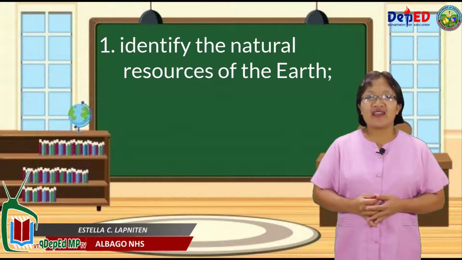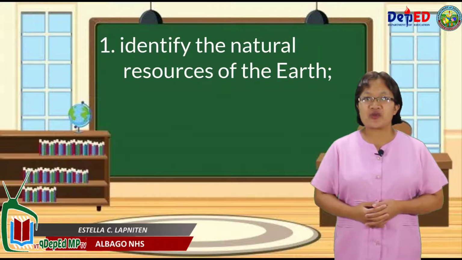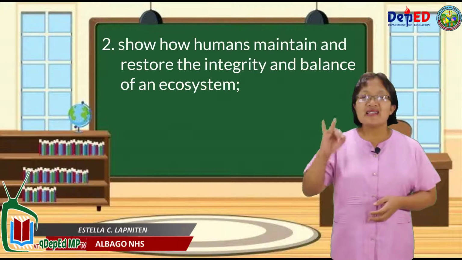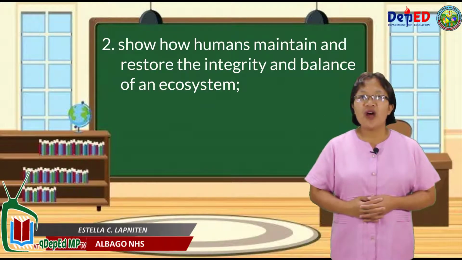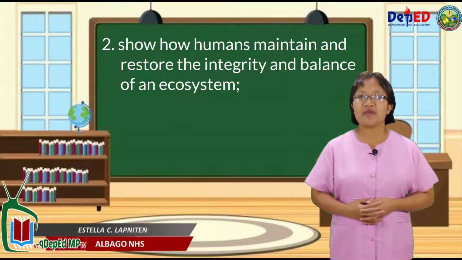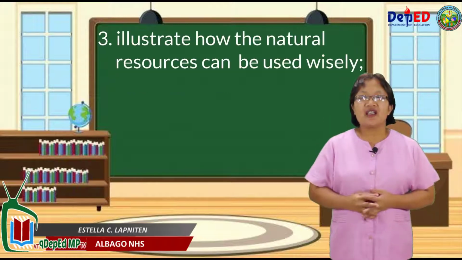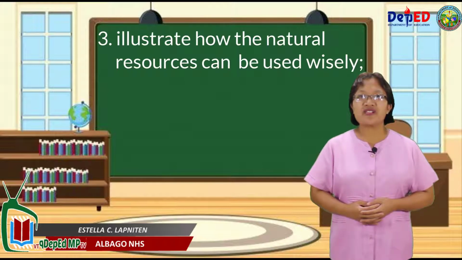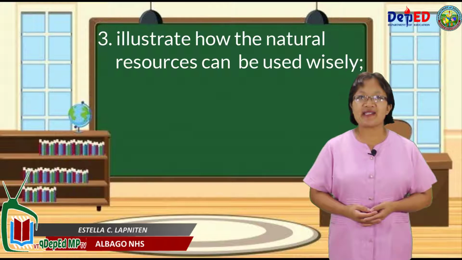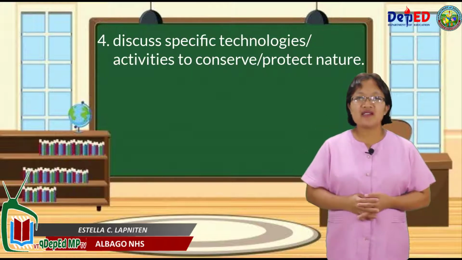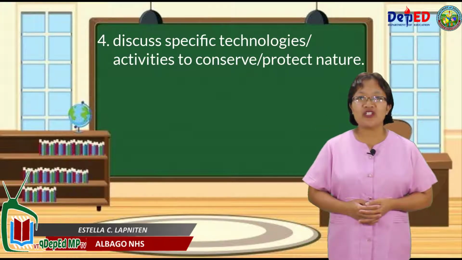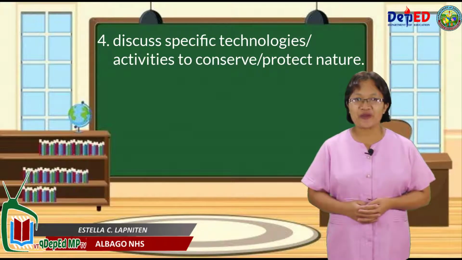First, identify the natural resources of the Earth. Second, show how humans maintain and restore the integrity and balance of an ecosystem. Third, illustrate how the natural resources of the Earth can be used wisely. Fourth, discuss specific technologies and activities to conserve and protect nature.